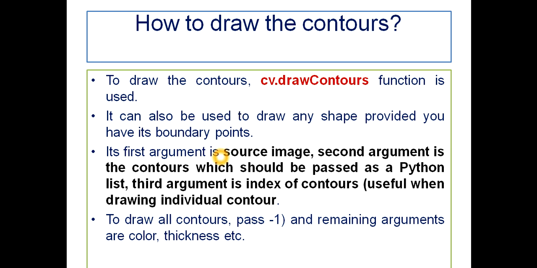Now its first argument will be a source image. The second argument is the contours, which should be passed as a Python list. The third argument is the index of contours, useful when drawing individual contours. If you want to draw all the contours, you just need to pass -1. And the remaining arguments are color, thickness, and the like.